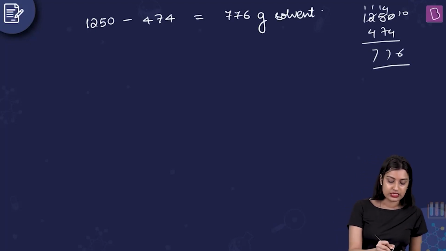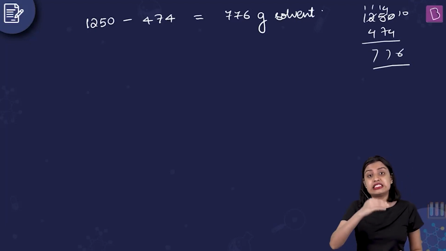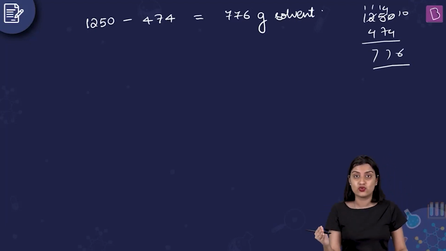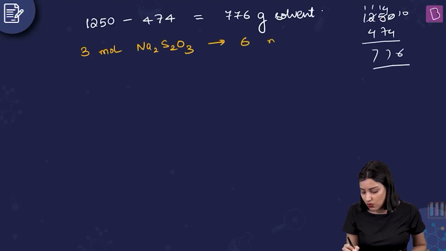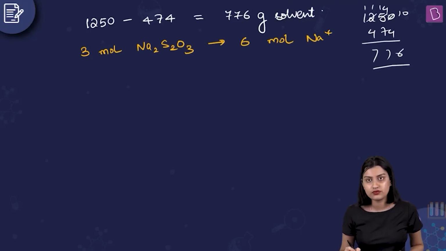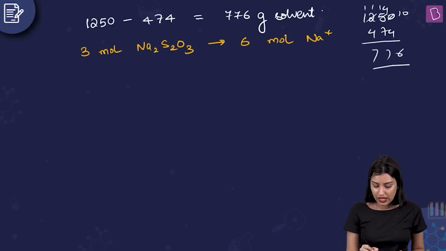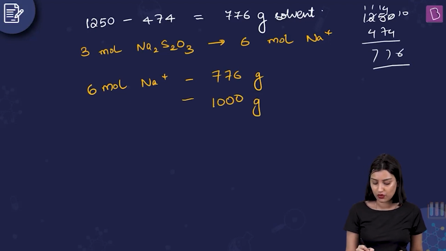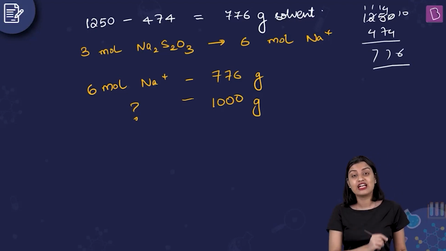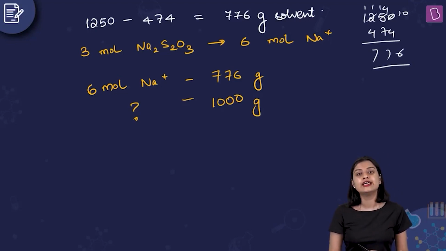Now, this 776 gram of solvent had 3 moles of Na2S2O3. So, 3 moles of Na2S2O3 will give you 6 moles of Na+ ions. Correct? Which means you have 6 moles of Na+ ions in 776 grams of solvent. How many moles of Na+ ions will you have in 1000 gram of solvent? Find out, and that value will be your molality. You are required to find molality of Na+ ions.